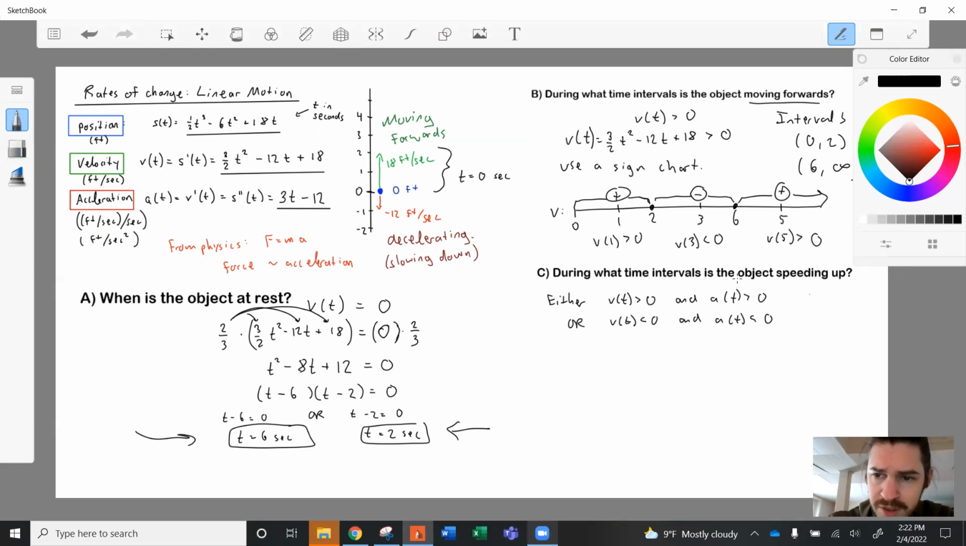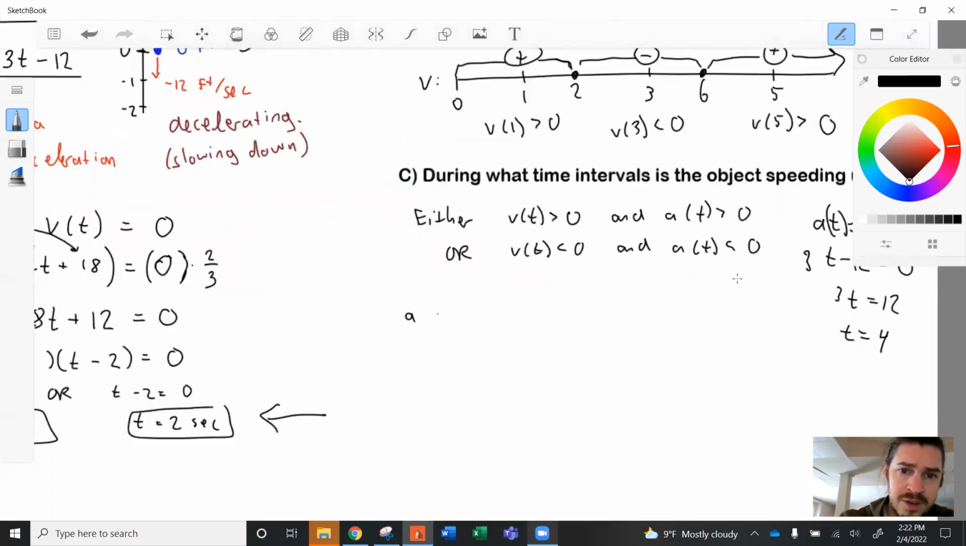Real quick, off to the side, I'm going to figure out when a of t equals 0. a of t is 3t minus 12. I can see that over here. So 3t minus 12 equals 0. This is going to happen when 3t equals 12, so t equals 4. And to make the a of t sign chart, I'm going to go from 0 out to whatever. And here's 4. 4 is my 0, so I'll plot it as a filled in point here.